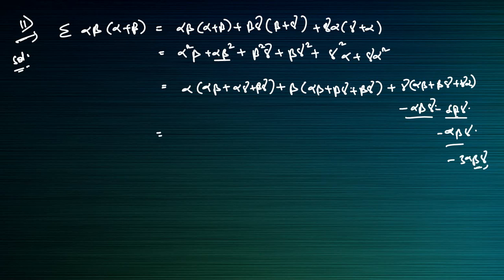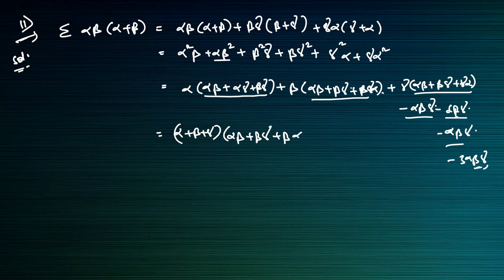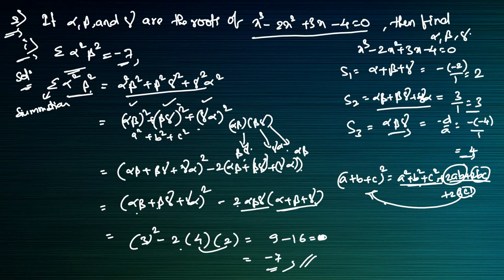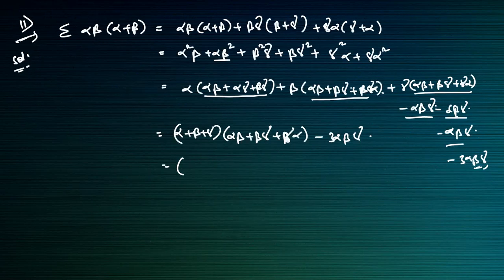So here, taking the common factor, it will become (alpha plus beta plus gamma) into (alpha beta plus beta gamma plus gamma alpha) minus 3 into alpha beta gamma. Here we already know alpha plus beta plus gamma is equal to 2, which we got earlier, so I will substitute this value 2 here.